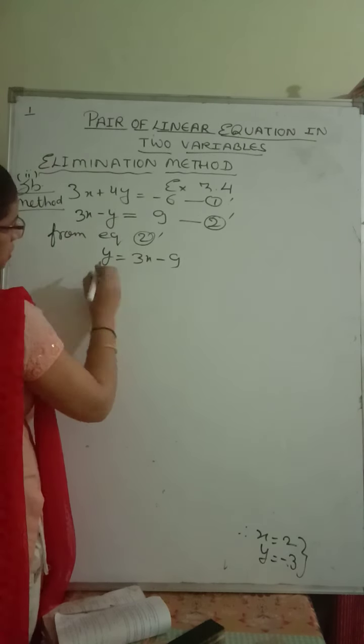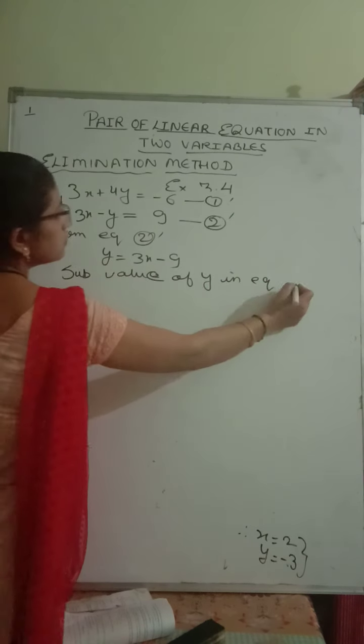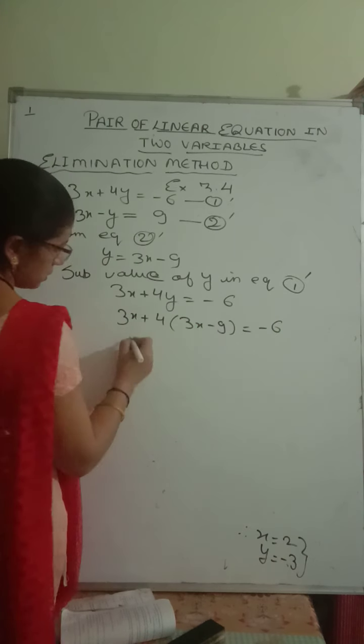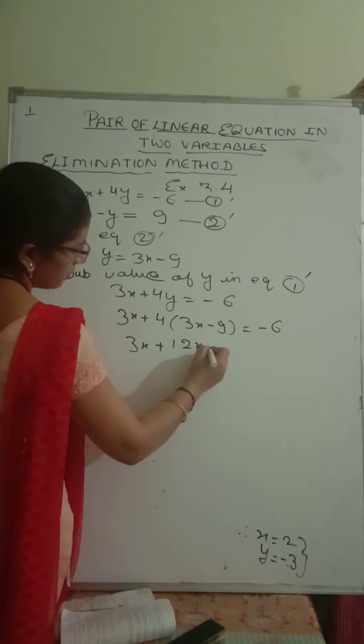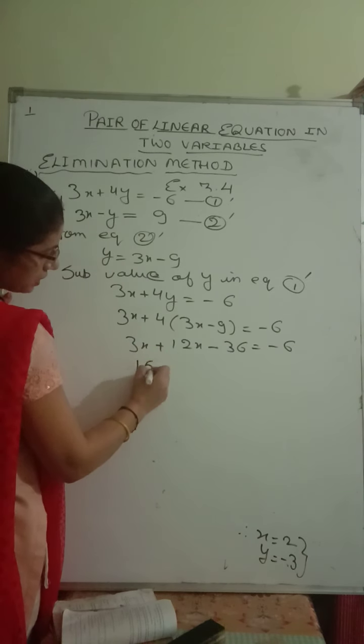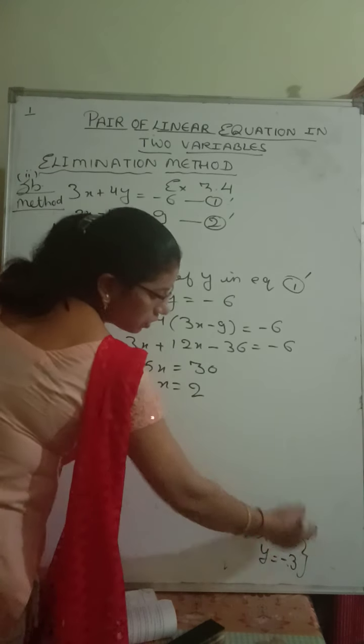So this is now substituting value of y in equation. In which one do we put it? In 1, so 1 dash. So first write the equation 3x plus 4y equals to minus 6. 3x plus 4 into what is the value of y? 3x minus 9 equals to minus 6. So 3x plus 4 times 3 is 12x, minus 9 times 4 is 36, equals to minus 6. So 3 plus 12 is 15x. 36 will send that side, minus 6 plus 36 is plus 30. So x equals to 2. Okay, we got x is equals to 2.